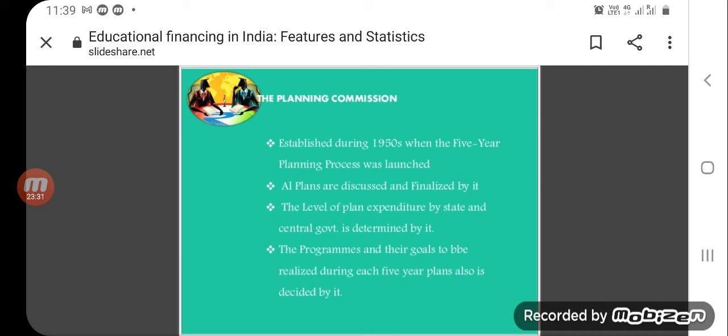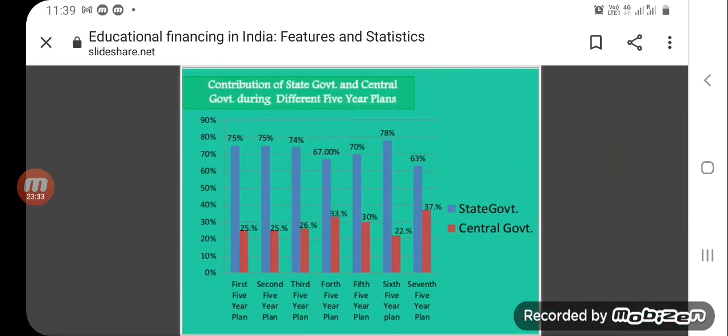So this is the Planning Commission. You can look at the different statistics. I don't want to explain; I will send you this PowerPoint presentation.